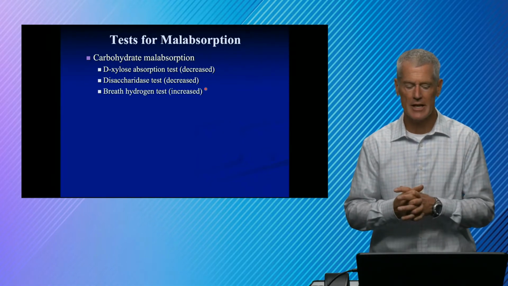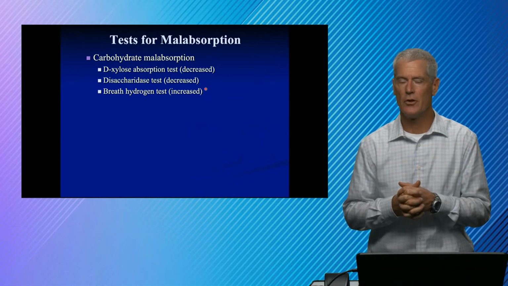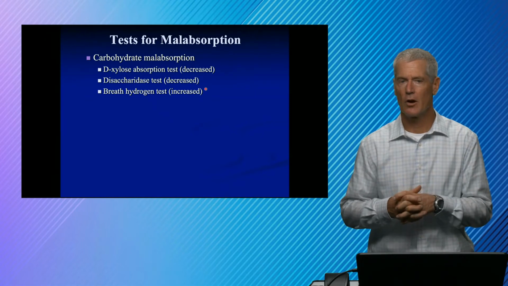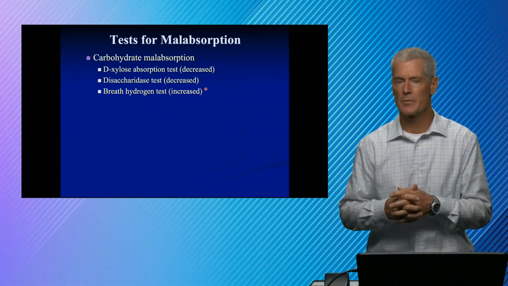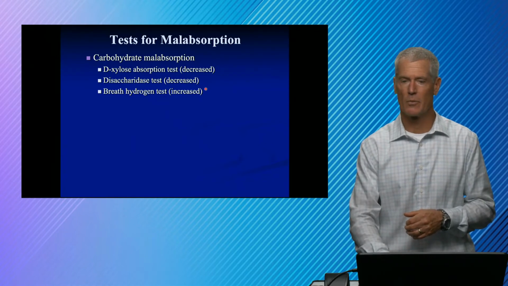A breath hydrogen test. Typically, mammalian cells don't generate hydrogen, whereas bacteria do. And so you can get carbohydrate malabsorption due to bacterial overgrowth, and in that case, you would have an elevation of your breath hydrogen test.